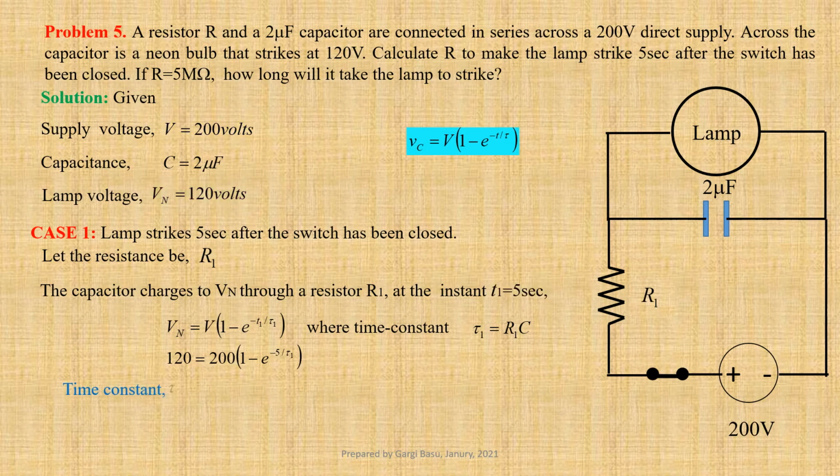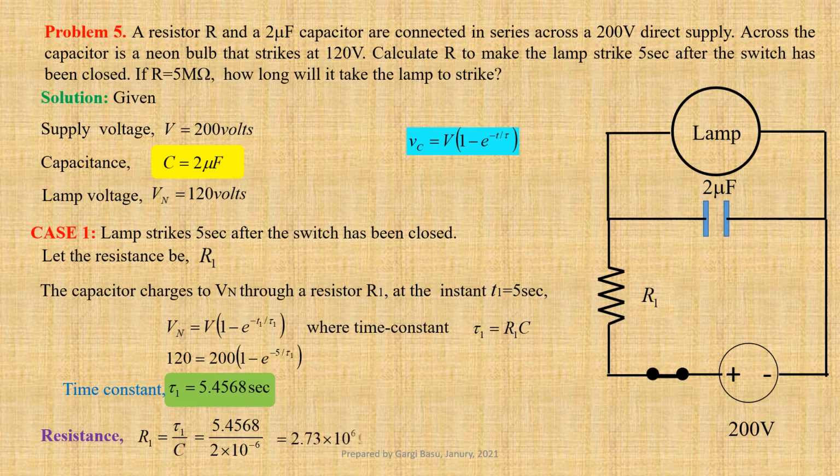Time constant tau 1 equals 5.4568 seconds. Let us now calculate the value of resistance R1 equals tau 1 by C, that is equal to 5.4568 divided by 2 into 10 to the power minus 6, that gives us 2.73 into 10 to the power 6 ohm or 2.73 mega ohm.